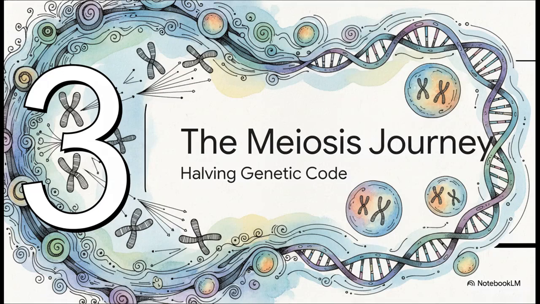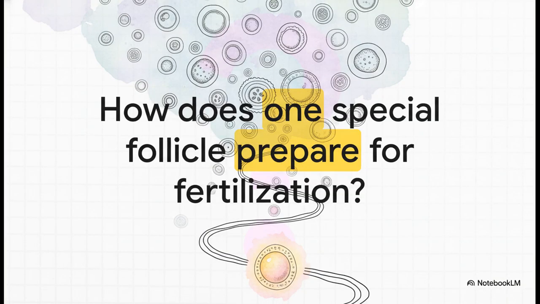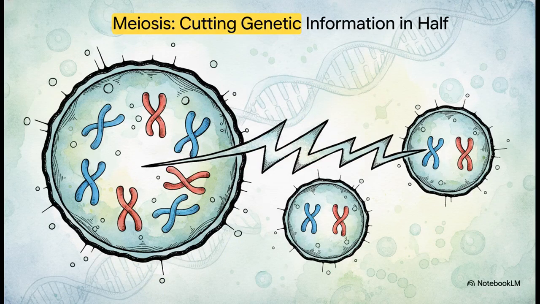Okay, now we're getting to the most critical part of this whole transformation. This is where an ordinary cell becomes a gamete, a sex cell, ready for its big mission. So out of that huge pool of follicles we just talked about, only one gets chosen each cycle to move on. It's like the chosen one. So what exactly happens to this special follicle? It goes through meiosis. Now, this is the key step. Remember how mitosis was just about making identical copies? Well, meiosis is totally different. It's a very special kind of cell division that's all about cutting the genetic information in half. This is the magic that takes us from a regular diploid cell to a haploid egg cell.